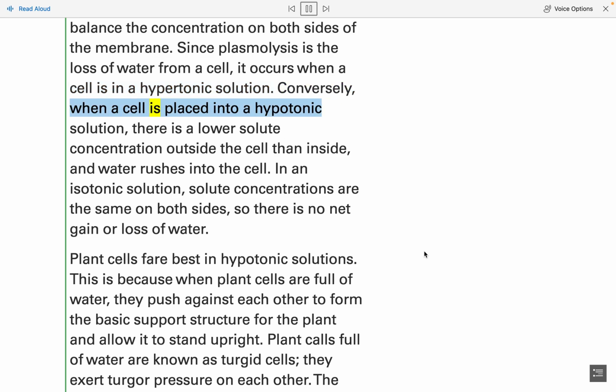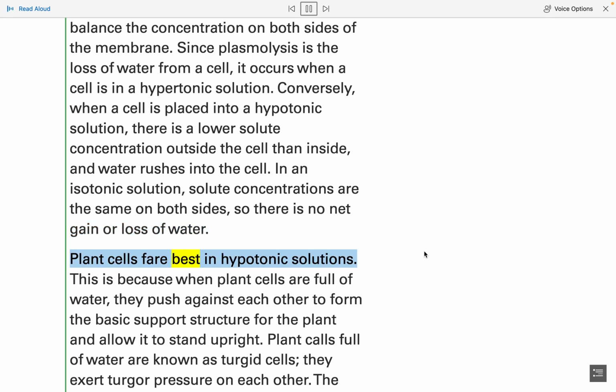Conversely, when a cell is placed into a hypotonic solution, there is a lower solute concentration outside the cell than inside, and water rushes into the cell. In an isotonic solution, solute concentrations are the same on both sides, so there is no net gain or loss of water.